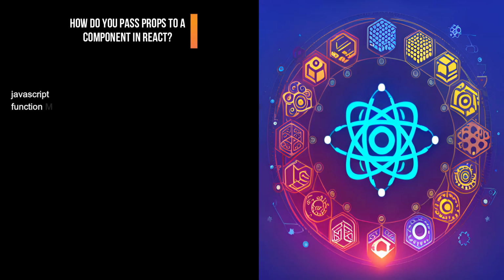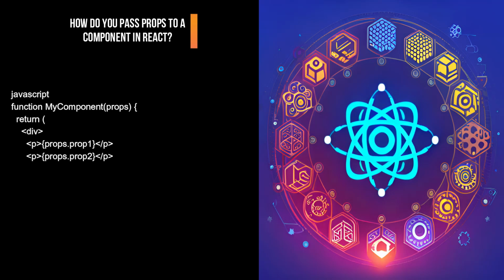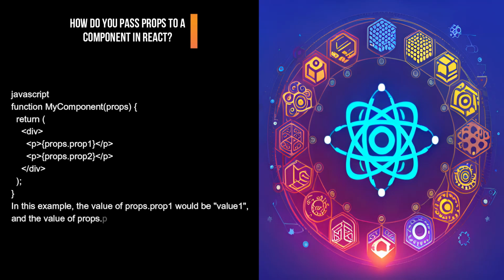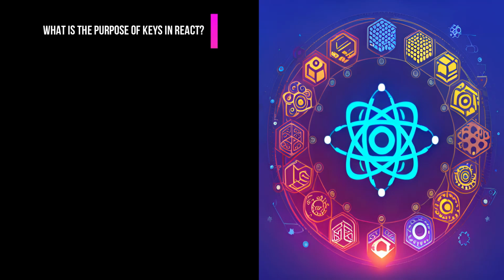Within the component, these props can be accessed using the props object, like this. function MyComponent(props) { return <div><p>{props.prop1}</p><p>{props.prop2}</p></div> } In this example, the value of props.prop1 would be "value1", and the value of props.prop2 would be the value of variable2.